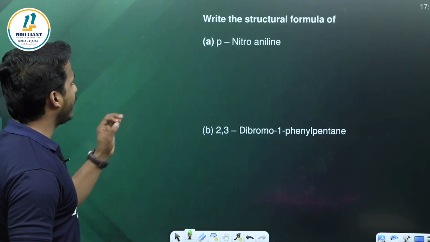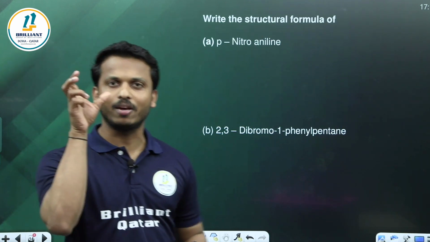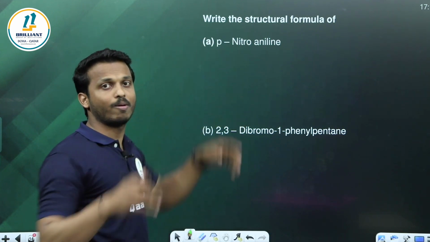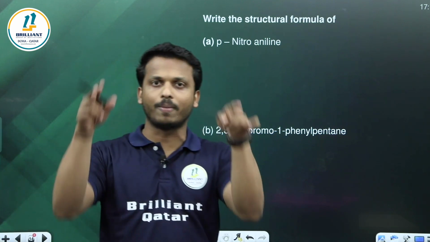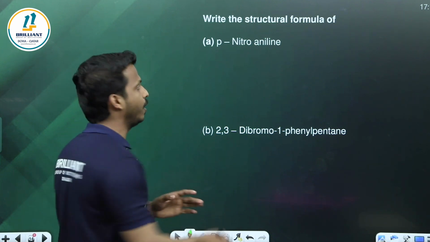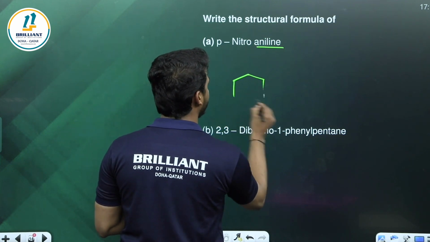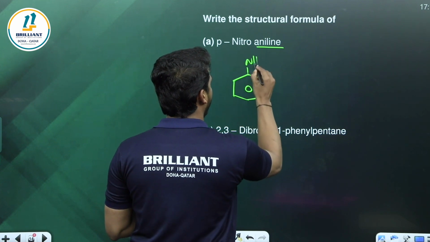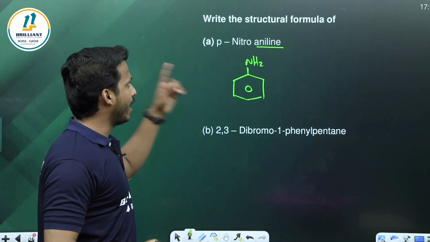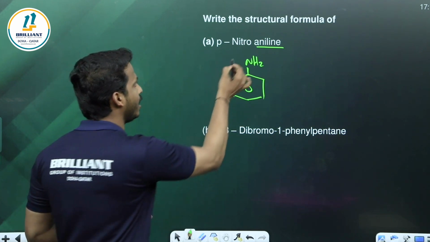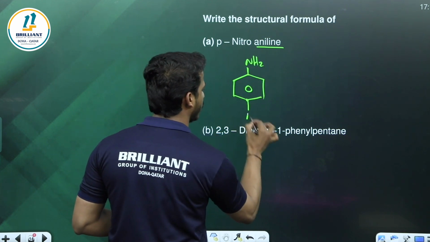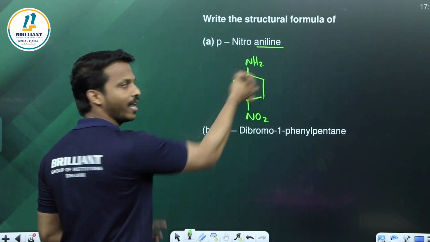Next one. Write the structural formula of. See, here they gave the name. You want to draw the structure. What do you mean by para? I hope you remember what are ortho, meta, para positions on the benzene ring if there is a group present, right? Para nitro aniline. So which is the main group here? Aniline. What is aniline? Benzene with NH2. I hope you already have that structure in your mind. Aniline means benzene with NH2. If aniline is here, this is the ortho, this is the meta, and this is the para. Where para position, there is a nitro group, right?